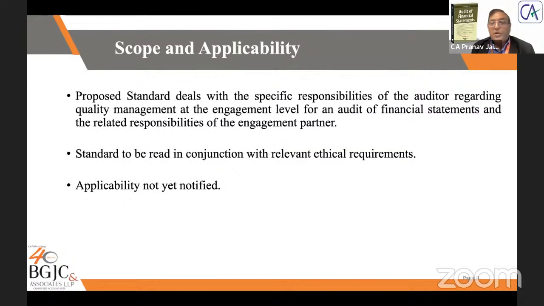Applicability has not yet been notified. So if we try to anticipate, probably it would be applicable for the financial audit for the financial year commencing on or after 1st April 2025 at the earliest, because it is likely to be notified later in the year, and then probably the Institute would come out with an implementation guide on these standards. So the earliest I can see is financial years beginning 1st April 2025, but it will depend on what the Council decides.